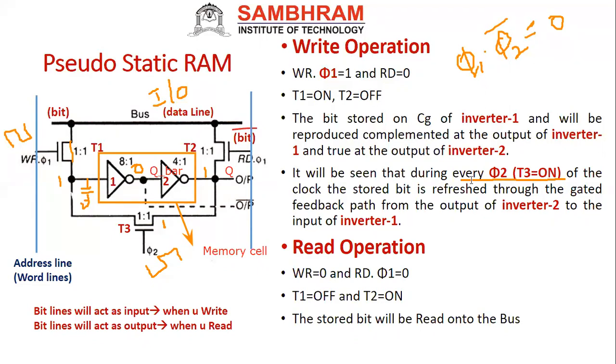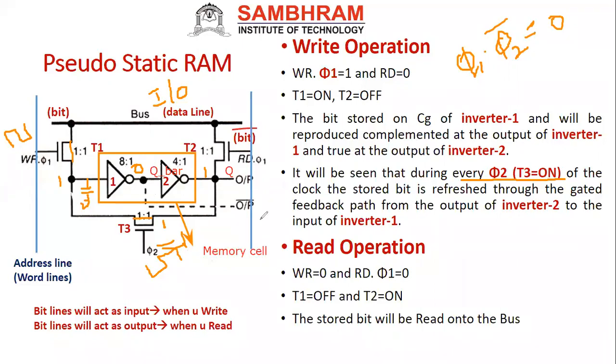Now it will be seen that every time phi-2 goes high, in every phi-2 of the clock, the stored bit, which was already stored as 1, will be refreshed through the gated feedback path from the output of the inverter. So when phi-2 goes 1, this will be on, and then the data will be there in the signal only.